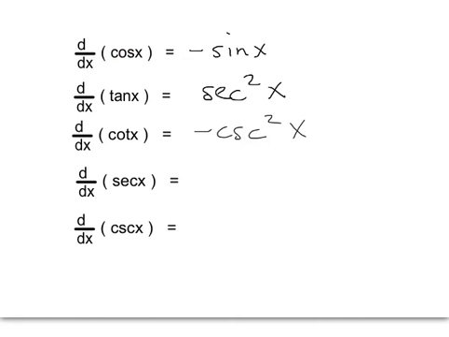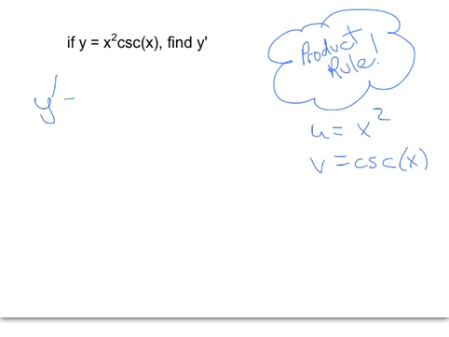The y prime is going to be the first times the derivative of the second. Now on the previous page we said the derivative of cosecant is negative cosecant x cotangent x, so I filled that in, plus the derivative of the first times the second untouched, cosecant x.